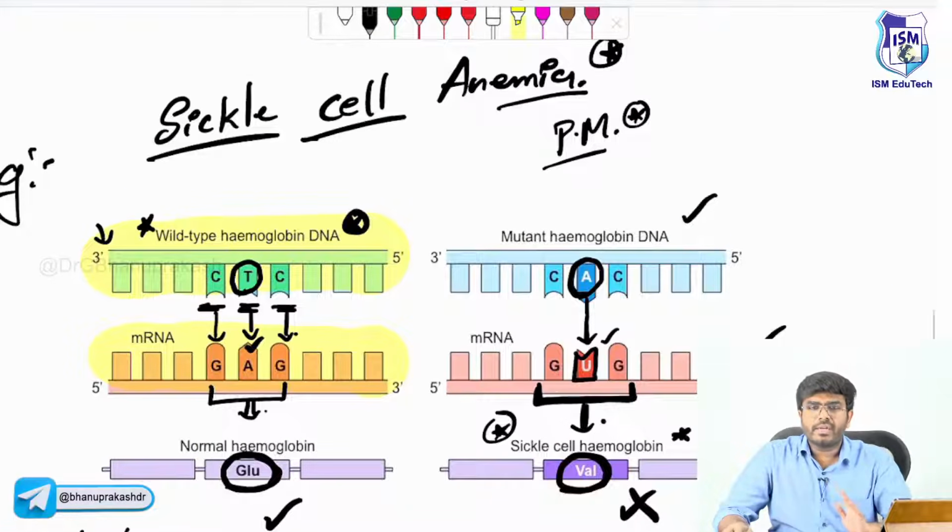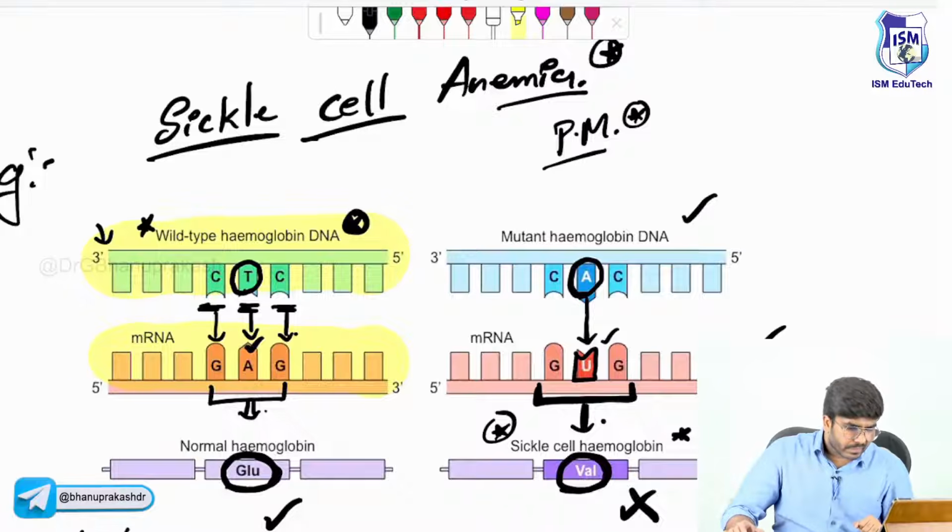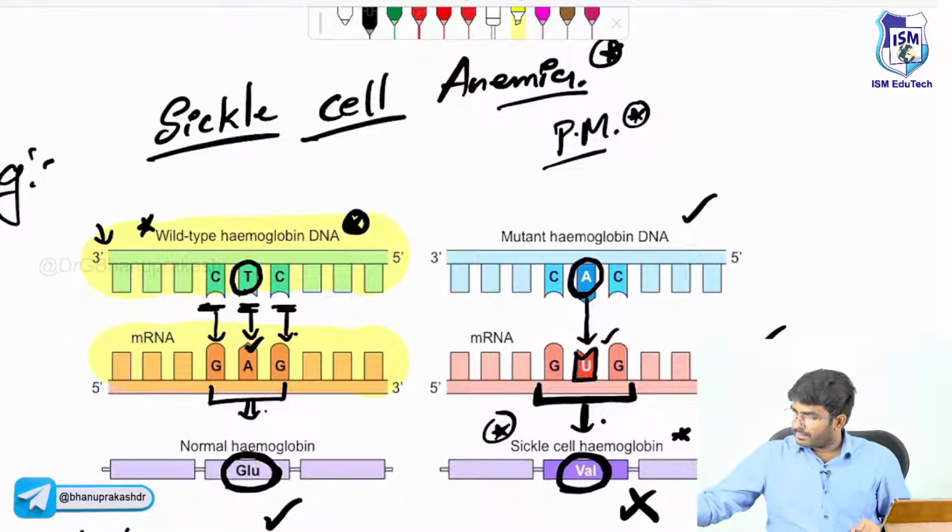It is a point mutation, but is it nonsense? Is it silent? Or is it a missense mutation? Now tell me, guys. In sickle cell anemia, there is replacement of glutamic acid by valine. So it is an example of which type of point mutation? Missense, nonsense or silent?